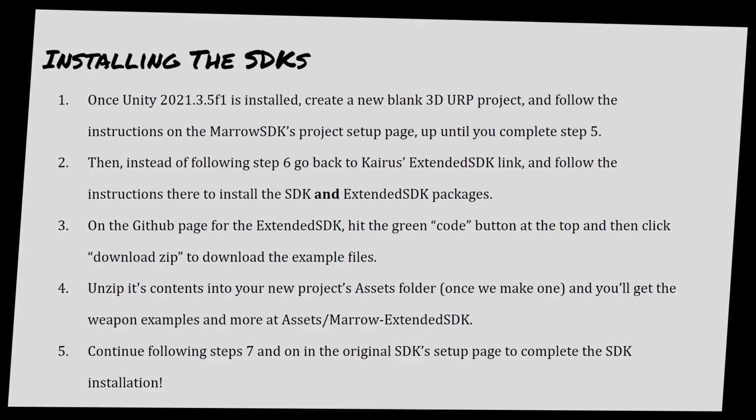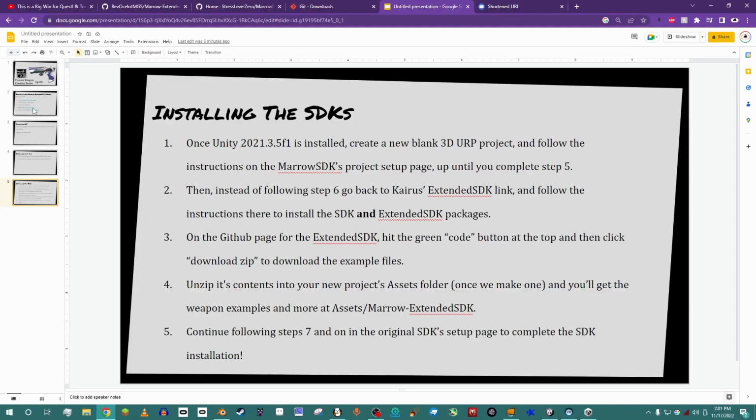On the GitHub page for the extended SDK, you're going to hit the green code button at the top, and then you're going to click download zip to download the example files. Then you're going to unzip its contents into your new project's assets folder once we make one, and you'll get the weapon examples and more assets in that folder. Then you're going to go back to the regular MarrowSDK page and continue following steps 7 and on in the original page to complete the SDK installation. There's a couple of buttons in Unity that you have to click in order for it to verify the install and let you actually start doing stuff with the SDK, and the setup page tells you how to do all that. So first thing we're going to need is Git.